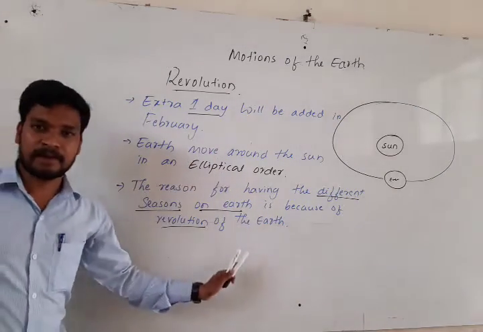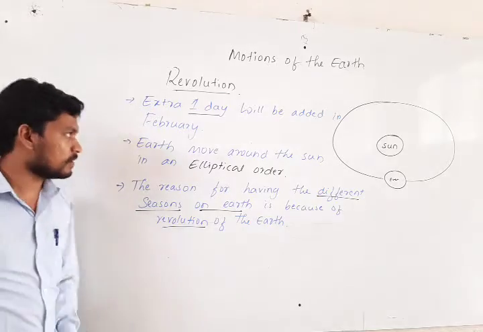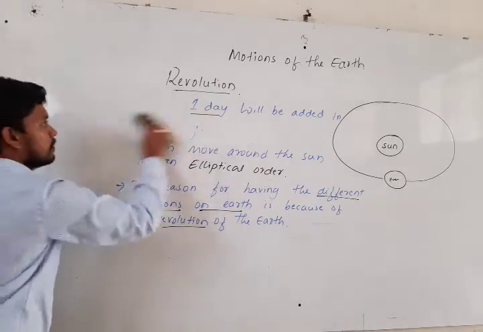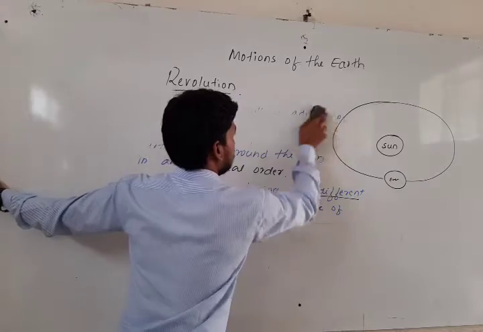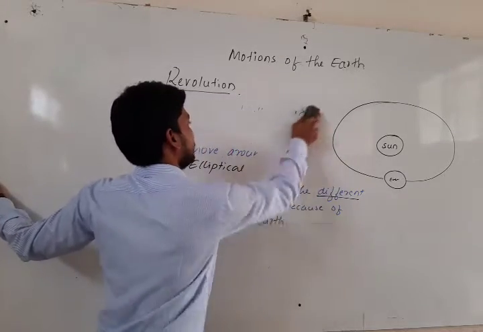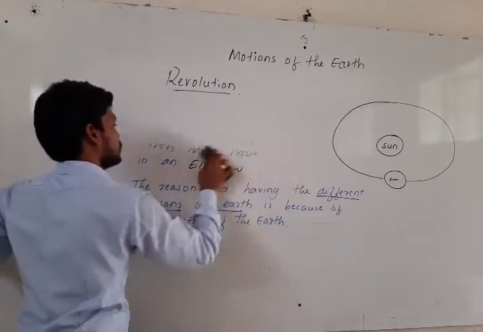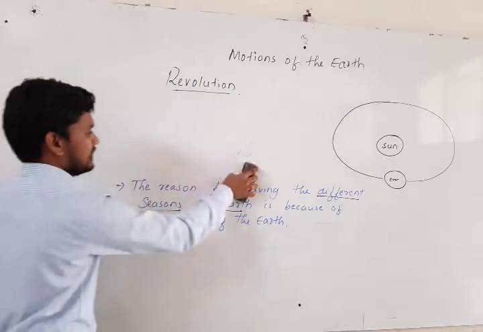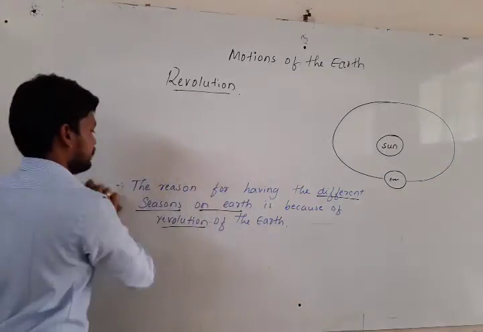Is that over? Did you write? Okay. Two times in a year, we will be near the sun. Then two times in a year, we will be away from the sun. So that is called aphelion and perihelion.